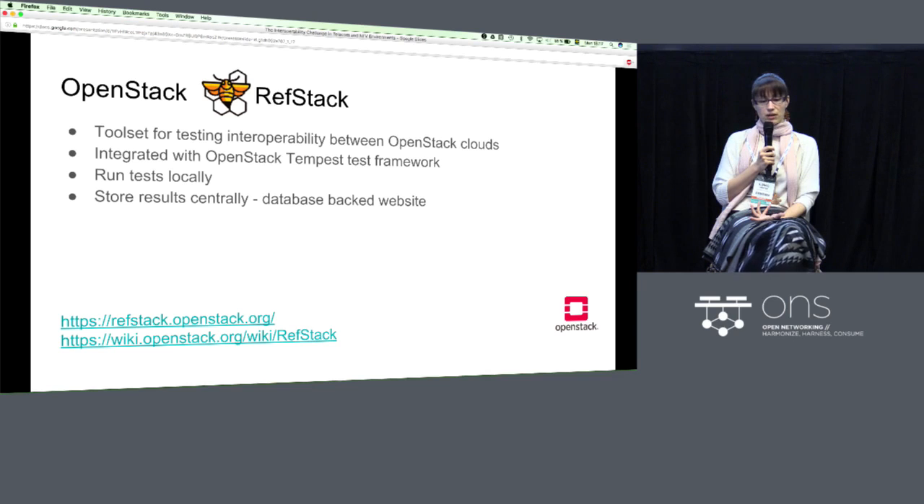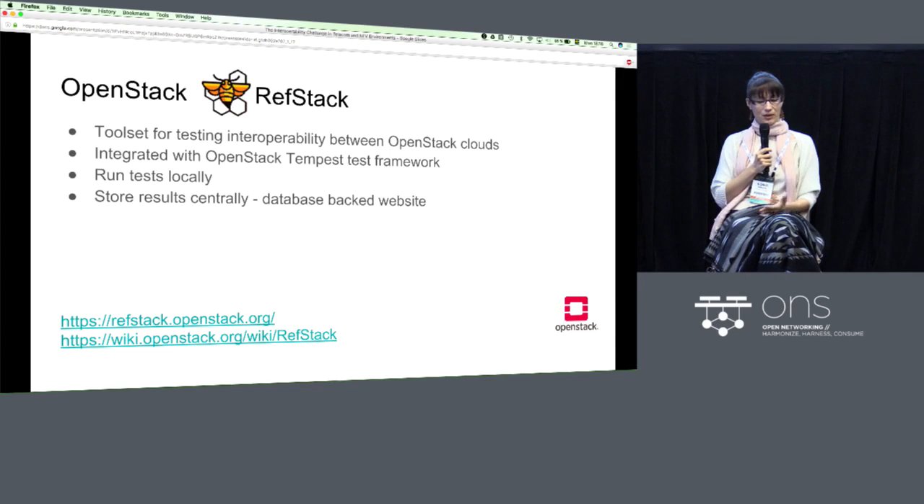So you can run the interoperability tests as part of that framework. The tests are usually run locally on premise, and the results are uploaded to our website and stored in a database, and get evaluated after that. One step back.